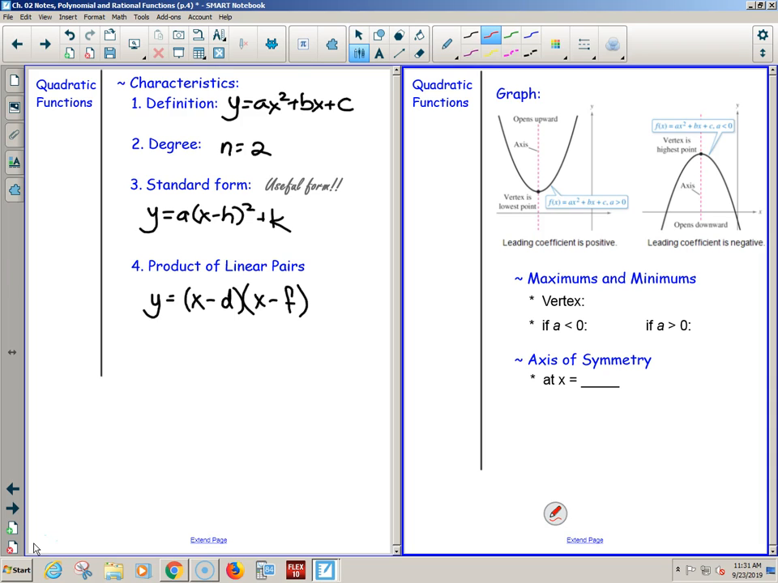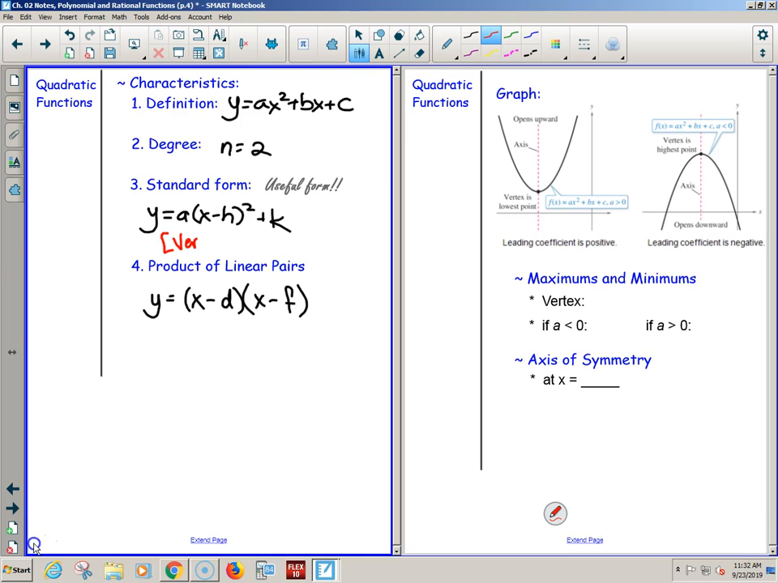I want you guys up here, useful form. I'll say useful. How could we describe this a little bit? What is the standard form useful for? And quick reminder, this was called vertex form last year, right? Okay. It's useful for seeing transformations. It's useful for graphing. And it's useful for the vertex.